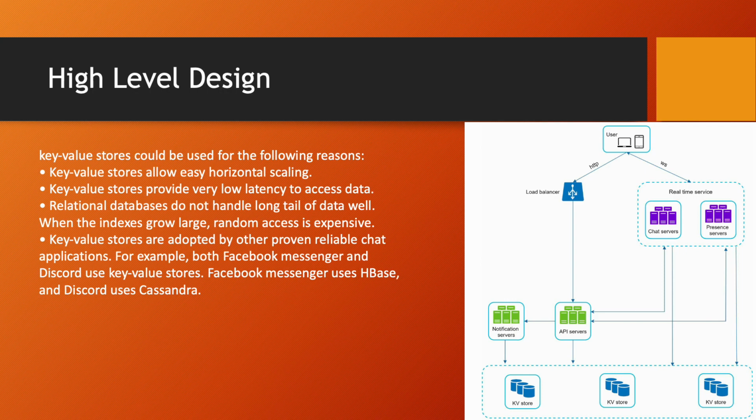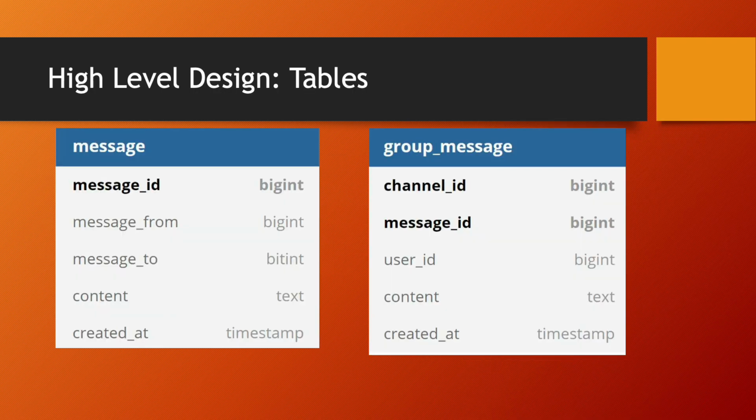Now key value stores could be used for the following reasons. Key value stores allow easy horizontal scaling. Key value stores provide very low latency to access data. Relational databases do not handle long tail of data well. When the indexes grow large, random access is expensive. Key value stores are adopted by other proven reliable chat applications. For example, both Facebook Messenger and Discord use key value stores. Facebook Messenger uses HBase and Discord uses Cassandra, though as of today, whether they use these technologies or not, I don't know.